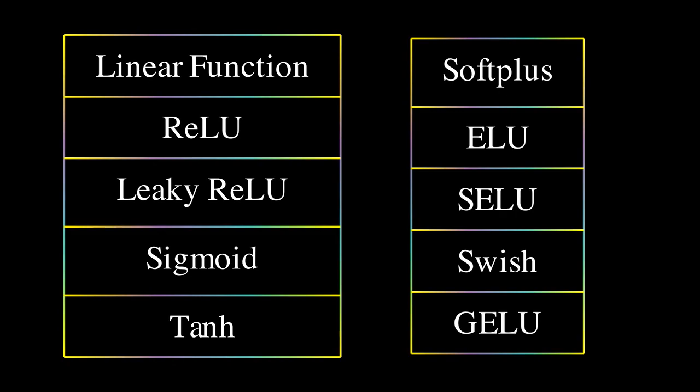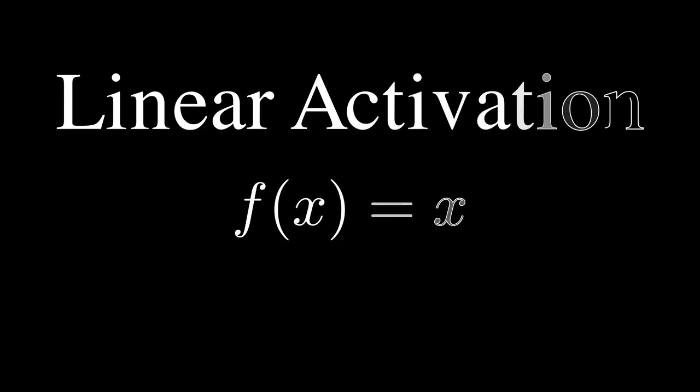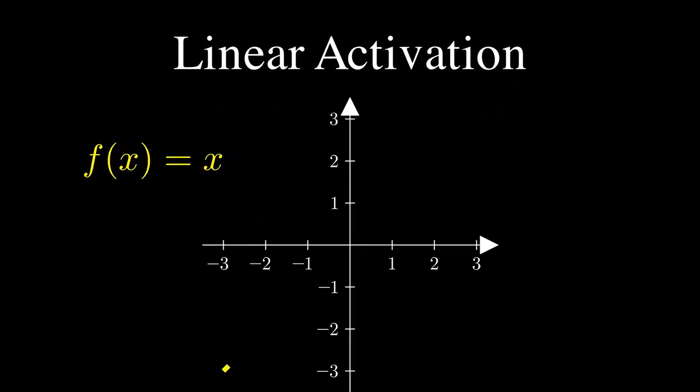So let's get started. Our first activation function is a linear function, or simply f(x) = x, which means it will output whatever was passed to it as input. So let's plot this function and see how it looks.